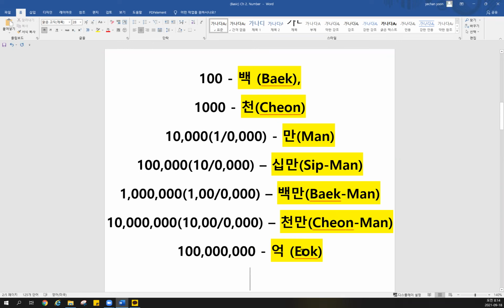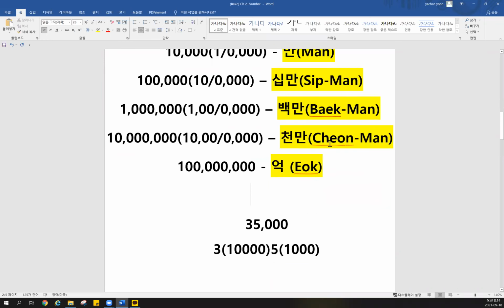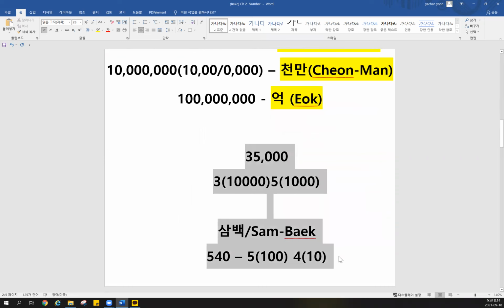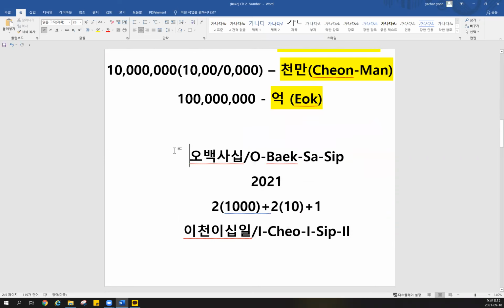We also have other numbers for the bigger numbers, but at least you don't need to buy a building or something. You're not gonna use it. Okay. So until here, please remember all about this one. All right. So I will teach you how to read. Okay, how to read, everybody.